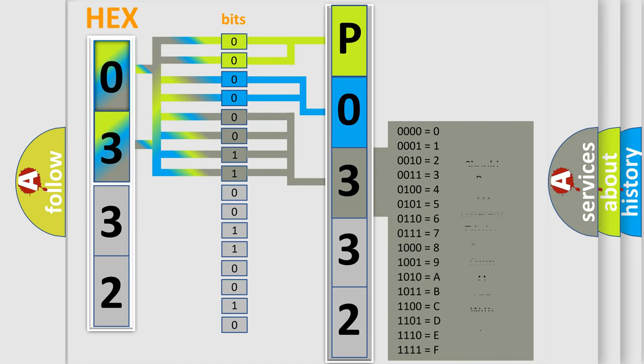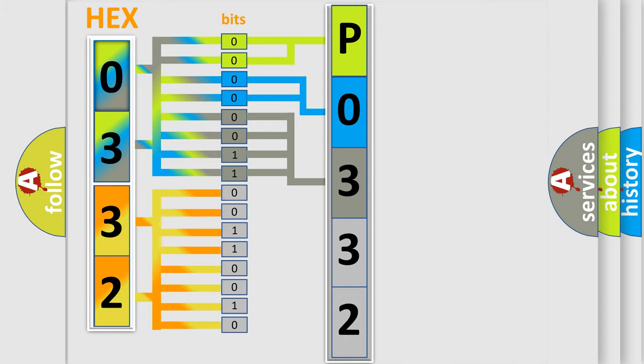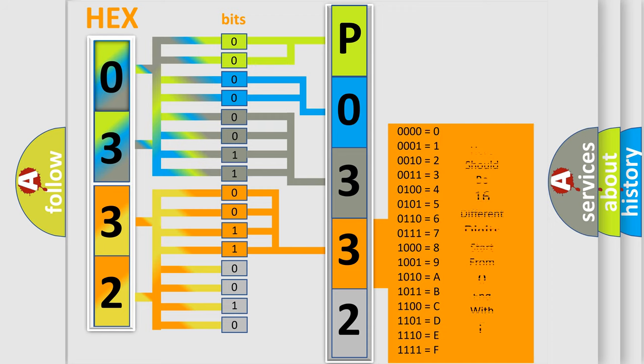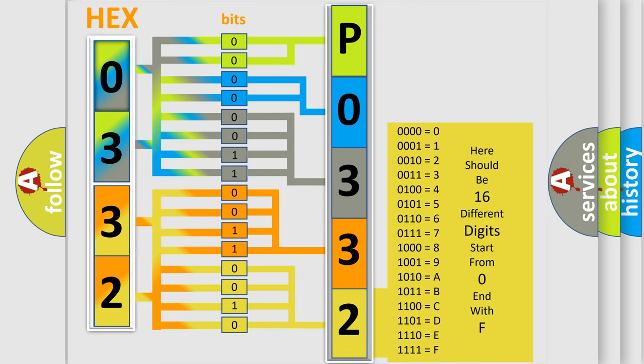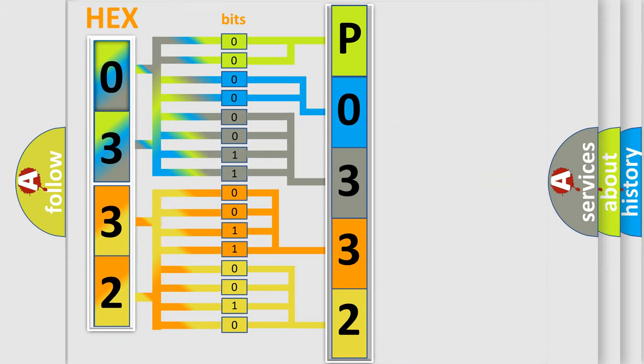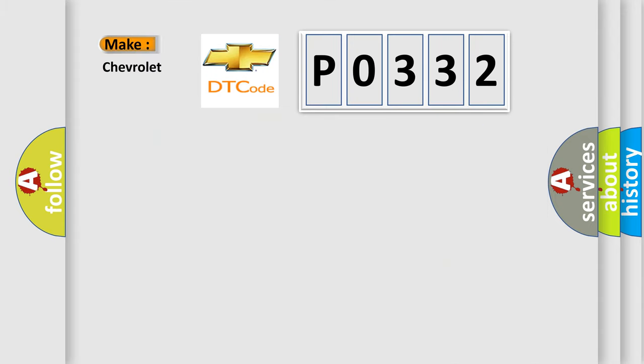The second byte is composed of a combination of 8 bits. The first 4 bits determine the fourth character of the code, and the combination of the last 4 bits defines the fifth character. A single byte conceals 256 possible combinations. We now know in what way the diagnostic tool translates the received information into a more comprehensible format. The number itself does not make sense to us if we cannot assign information about what it actually expresses. So, what does the diagnostic trouble code P0332 interpret specifically for Chevrolet car manufacturers?